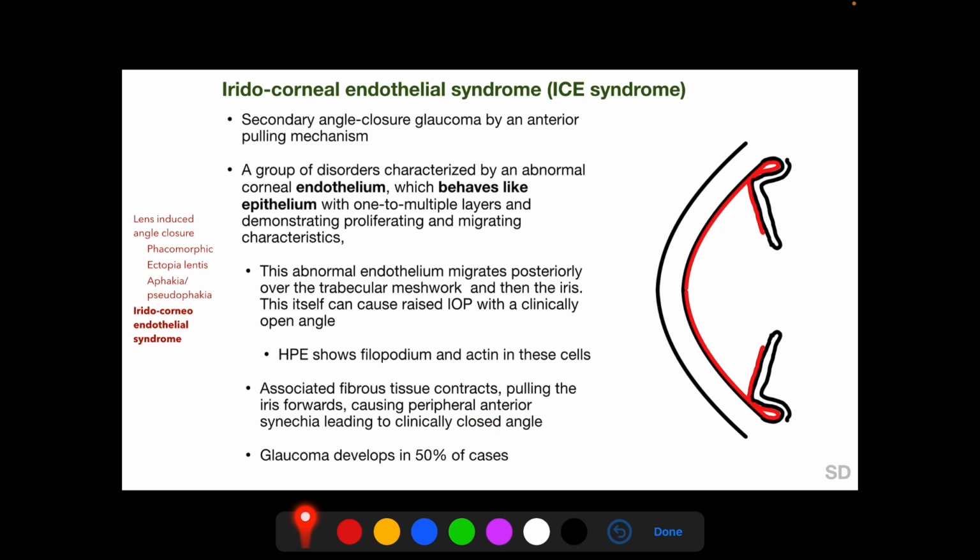Of note, the peripheral anterior synechia in ICE syndrome extends anterior to the Schwalbe's line because the abnormal membrane which pulls the peripheral iris forwards originates from the cornea. And this is in contrast to the other common secondary angle closure glaucoma, namely neovascular glaucoma, in which peripheral anterior synechia can extend only up to the Schwalbe's line. Because the fibrovascular membrane which leads to PAS in neovascular glaucoma originates on the iris, travels anteriorly over the trabecular meshwork up to the Schwalbe's line, but cannot extend over the corneal endothelium.